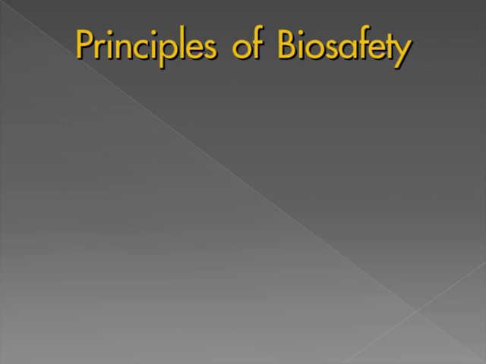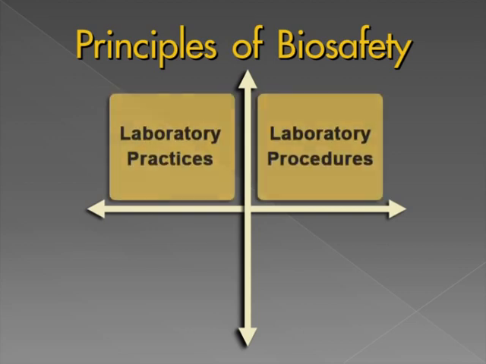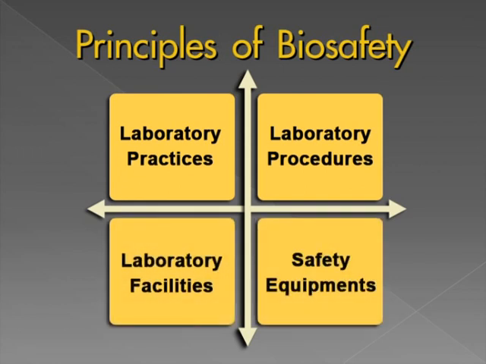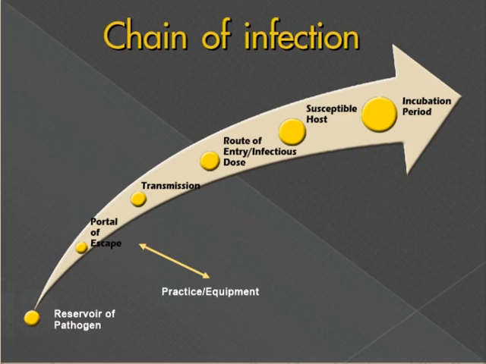The principle of biosafety. The principle of biosafety involves the application of a combination of specific laboratory practices and procedures, laboratory facilities, and safety equipment when working with hazardous biological agents. Proper laboratory practice and equipment prevent exposure to hazardous biological agents. The proper use of personal protective equipment, such as gloves, lab coats, and eye protection, can significantly reduce risk from exposure to potentially infectious materials.